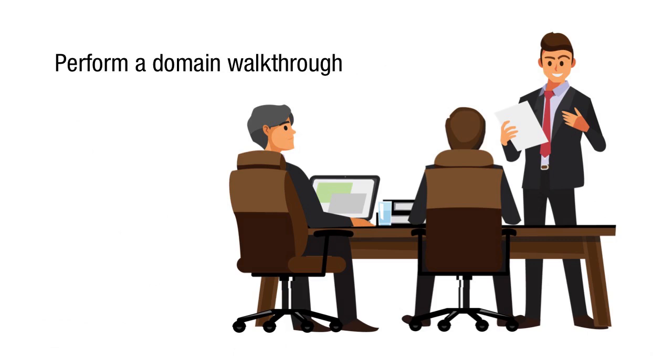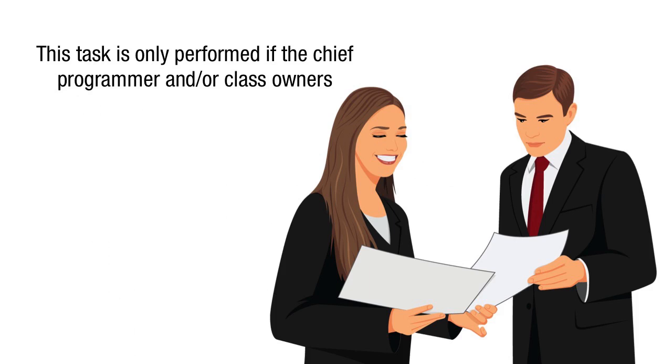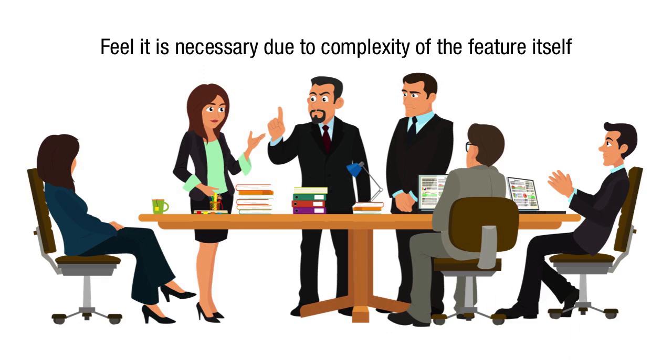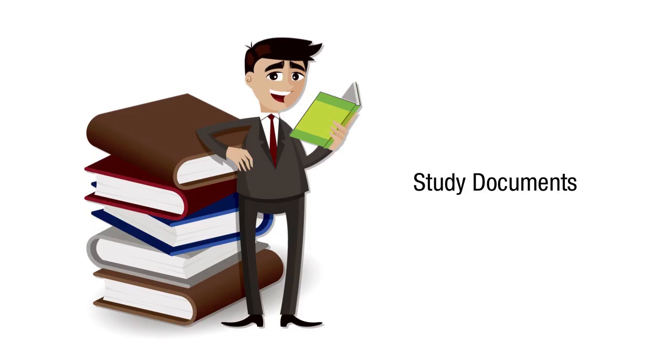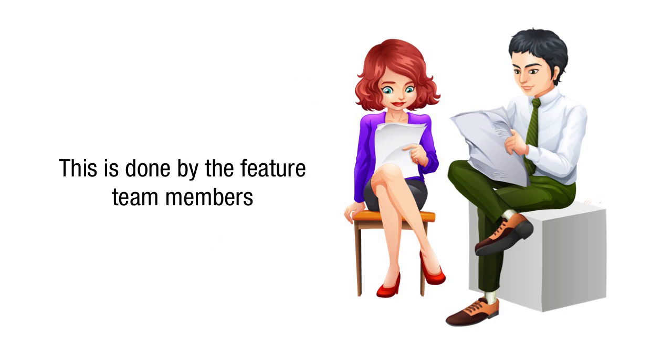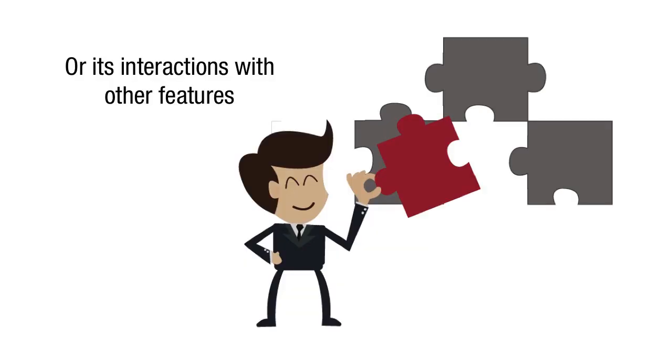Perform a domain walkthrough. This step is optional. This is done by a domain expert per the chief programmer's request. This task is only performed if the chief programmer and/or the class owners feel it is necessary due to complexity of the feature itself or of the interactions with other features. Study documents. This step is optional. This is done by the features team members if they feel it is necessary due to complexity of the feature itself or its interactions with other features.